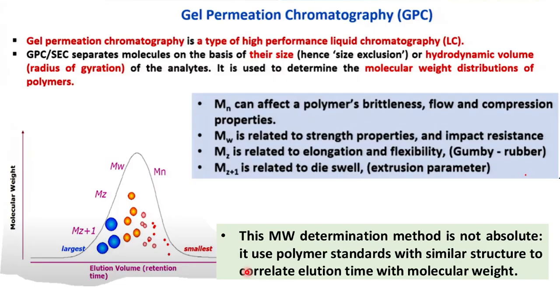Now GPC, that is also size exclusion chromatography, is one kind of HPLC, high performance liquid chromatography, and separates molecules based on the size of the component, or hydrodynamic volume, or radius of gyration. It is used to determine basically the molecular weight and also the molecular weight distribution of polymer samples.